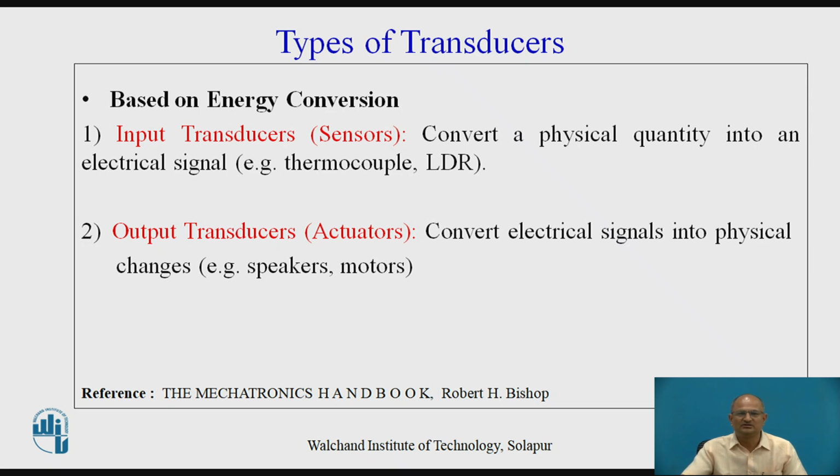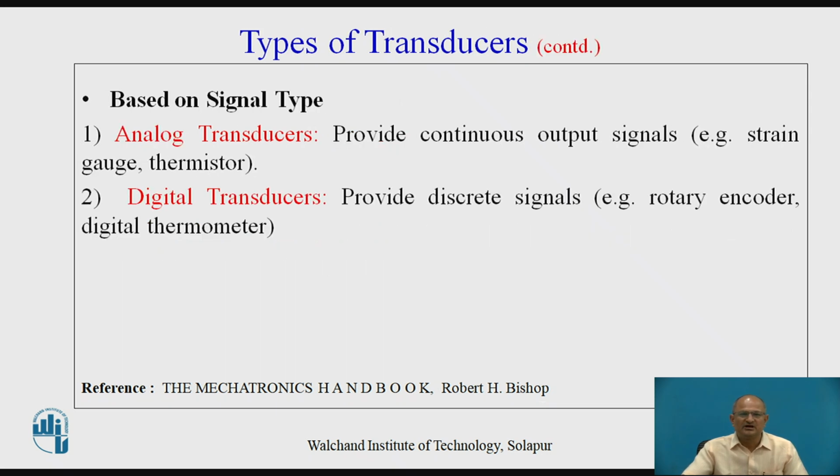So this is about transducers. Let us now understand the classification of transducers based on signal type. Based on signal type, transducers can be classified as analog transducers and digital transducers. What are analog transducers? They provide a continuous output signal, for example, strain gauge and thermistor. Such transducers are analog transducers.